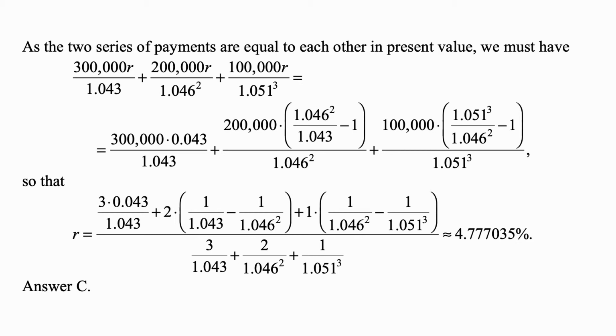(1 over 1.046 squared minus 1 over 1.051 cubed). Notice that these reciprocals of these 1 plus interest rate factors to a certain power are prices of zero coupon bonds.